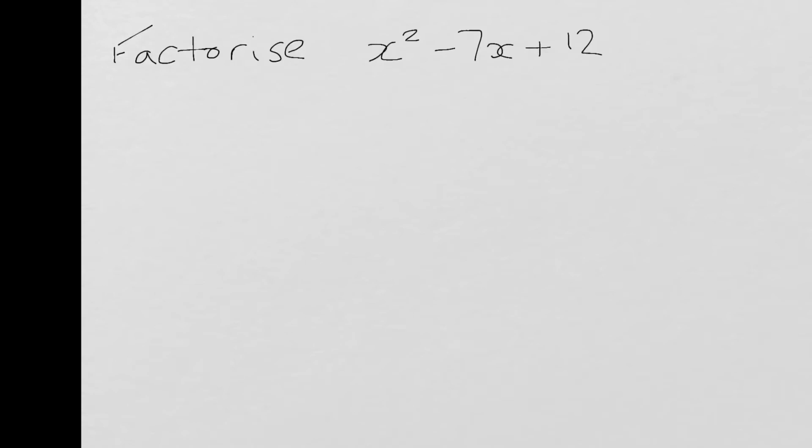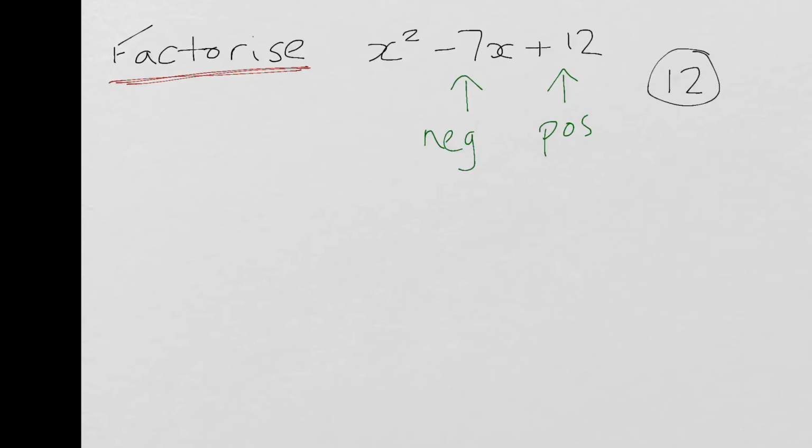So here's an example. The command word for this going backwards is called factorising. As we looked at last week, that means putting it back into brackets. Now what you need to look out for are the signs on these terms. This sign here is negative and this sign here is positive. Last week we said, let's list out the factors of 12 and have a look at what numbers multiply to give us 12. We need two numbers that multiply to give us 12, but add to give us this 7, or in this case negative 7.